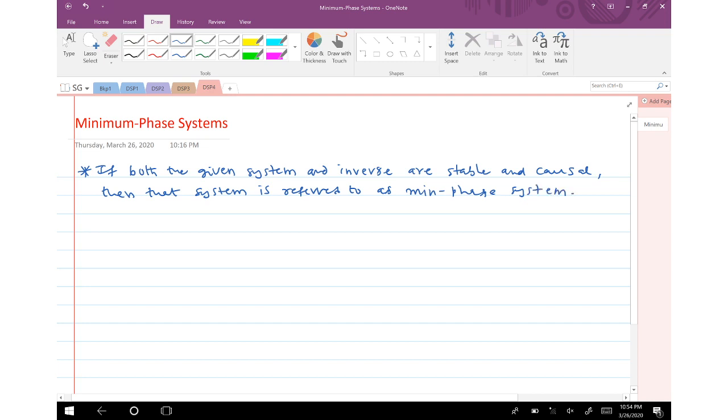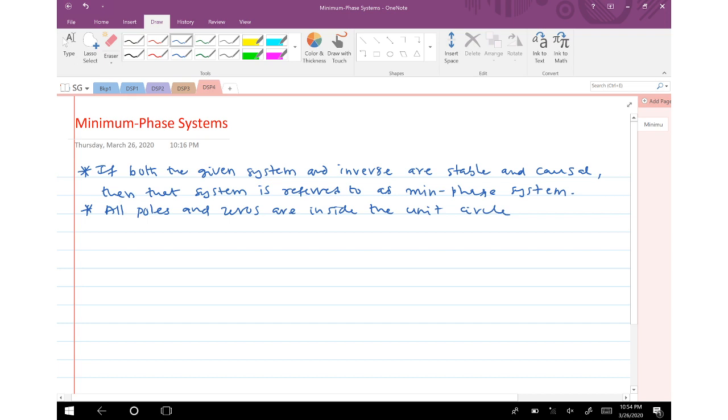So for this to happen, in terms of poles and zeros, what could we say? All poles and zeros of such a system, particularly when it's a rational function, will be inside the unit circle. That's what we could say about a minimum phase system.